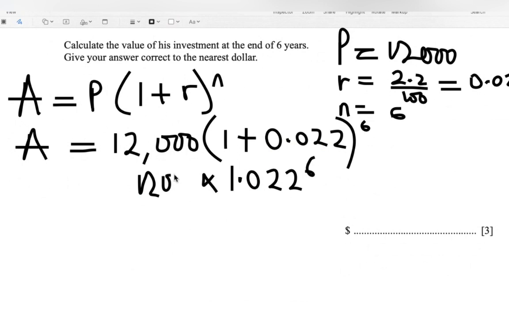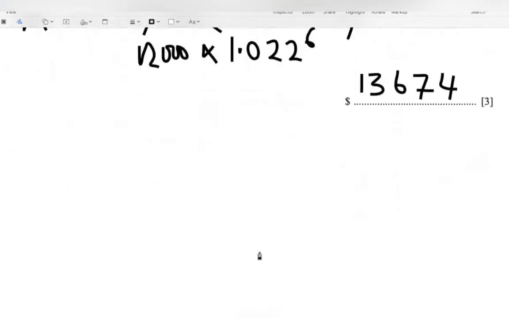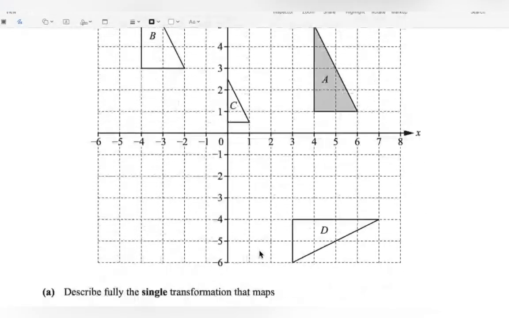You can put this in your calculator, get a value, and multiply by 12,000. To the nearest whole number, we'll get 30,674. You can pause the video, do the calculation, and verify your answer. So if he invested $12,000 for 6 years, at the end of 6 years his money will be $30,674 using compound interest. Okay, so that's that for this question. Is that okay?